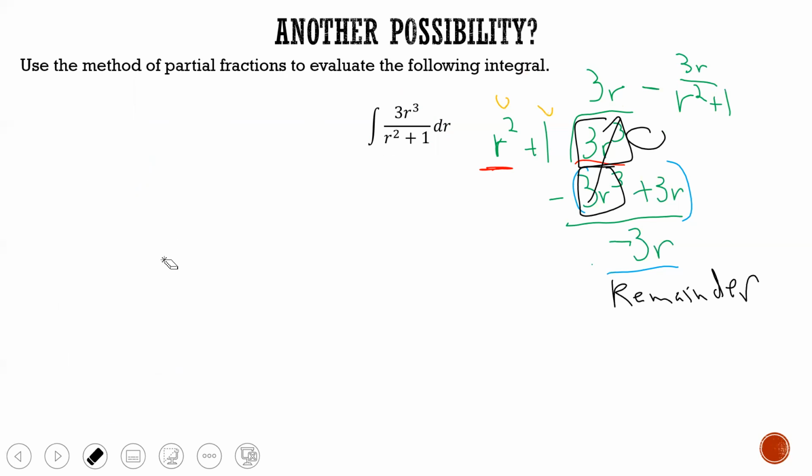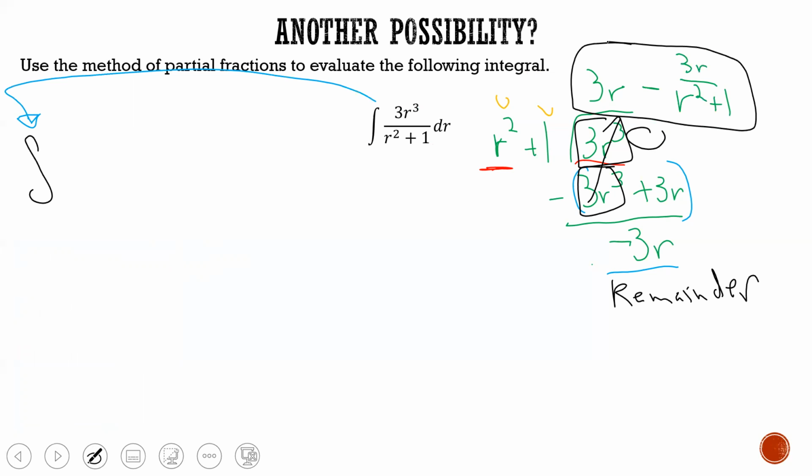So we can write this over here. This integral of 3r cubed over r squared plus 1, we've just seen that this can be rewritten as the integral of what we got when we divided here. Because remember, a fraction is just the same as division. So what we did was just write out the division here. So this would become the integral of 3r minus 3r over r squared plus 1 all dr.